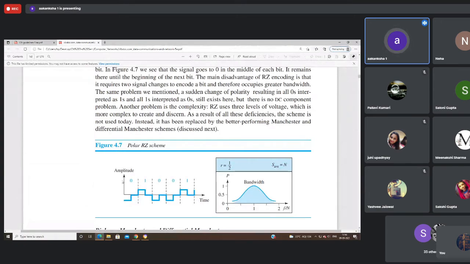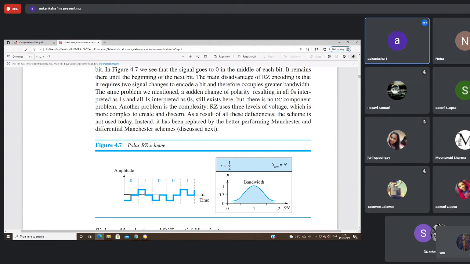So for every bit representation, the signaling rate has been doubled, because for every bit representation we should have two signal levels. So the complexity has increased and it is occupying double the bandwidth. We have to do signaling at a double rate for representing bits like this.